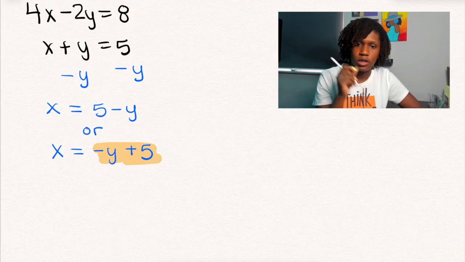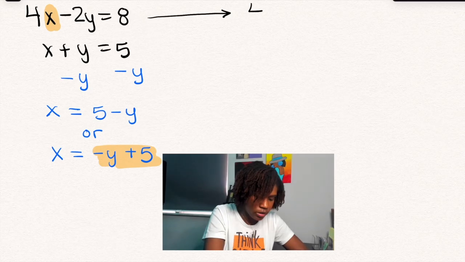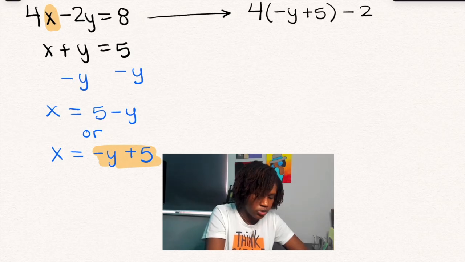Now we are going to take that information and plug it into the other equation. Remember, we don't want to plug an equation into itself. We have to plug it into a different equation. So anywhere I see x, I'm going to put negative y plus 5. 4 times negative y plus 5 minus 2y equals 8.